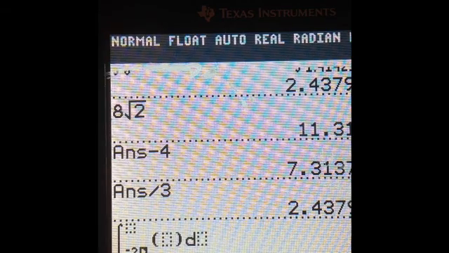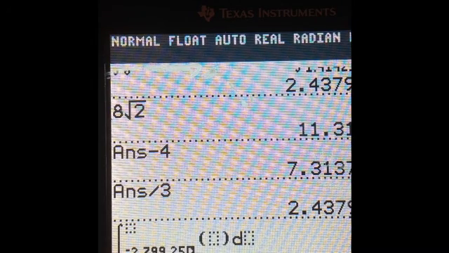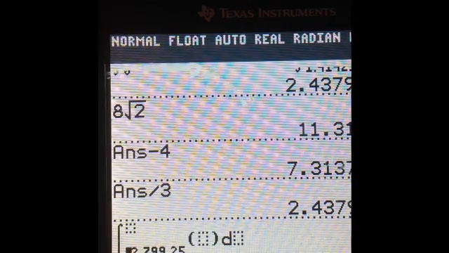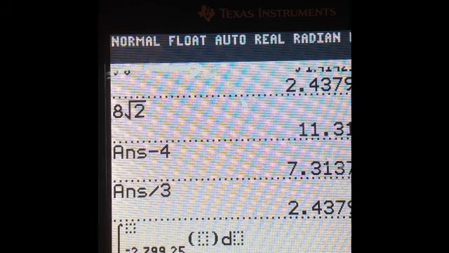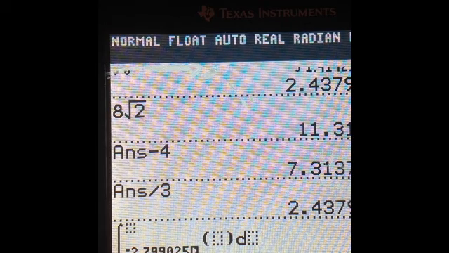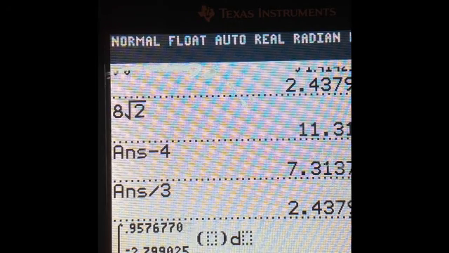In our lower bound, we're going to put negative 2.799025. Okay, let's try that one more time. Negative 2.799025. And make sure I got it right. Negative 2.799025. And then I'm going to go to my upper bound. And I'm going to put 0.95767703.